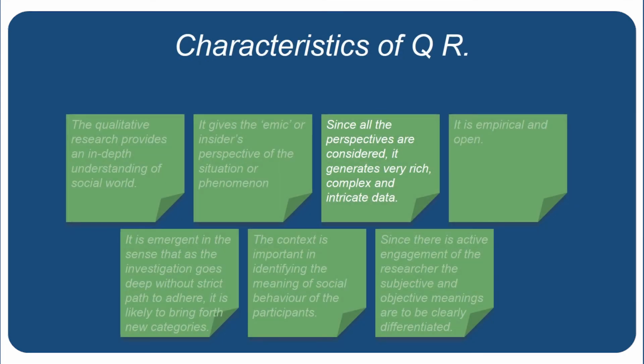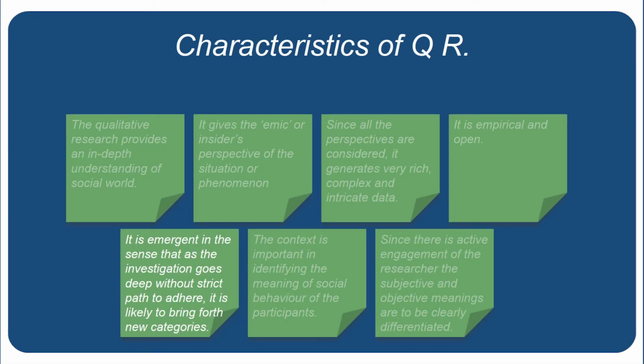Since all the perspectives are considered, it generates very rich and complex and intricate data. Yes, these complex data need to be analyzed properly to get a deeper understanding. Another important character of qualitative research is it is empirical as well as open. It is done openly in the sense that there is no secrecy in this. It is a natural life and it is not a laboratory experiment. It is the empirical situation which are being studied.